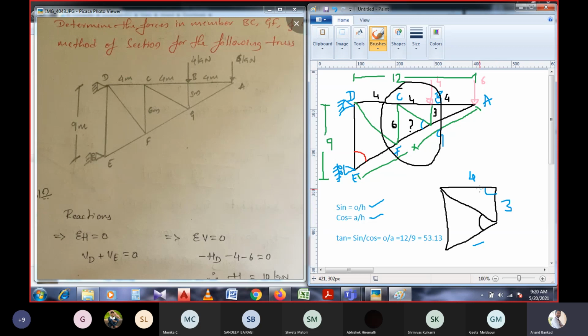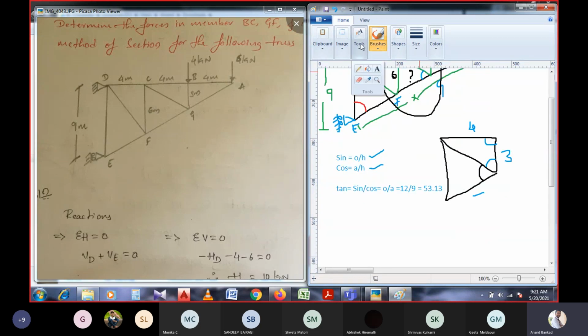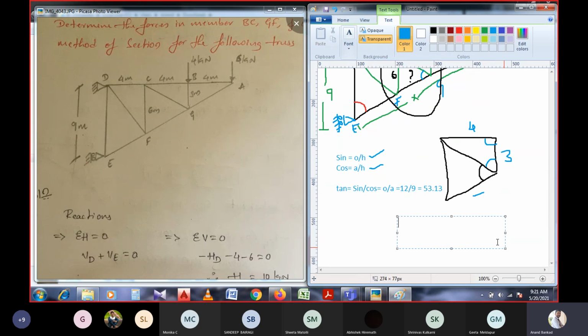Now this angle is adjacent to this base, so this is the base line, and the 4 meter is the opposite side. So we can write tan theta equals opposite by adjacent. The opposite here is 4 meter, divided by 3 meter. So tan inverse of 4 by 3, what will be the answer?